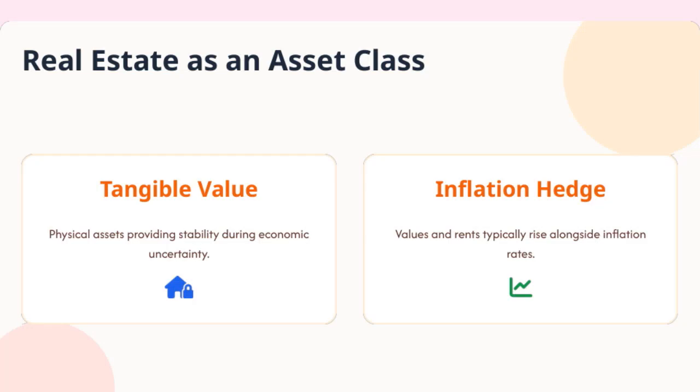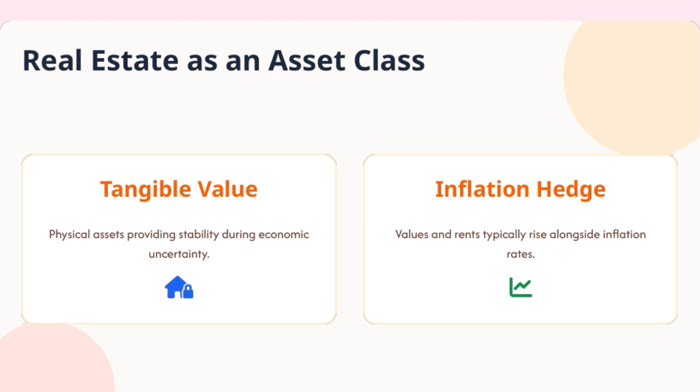Let's take a closer look at how values and rents tend to behave in relation to inflation. Typically, as inflation rates go up, so do the values of physical assets and the rents they generate. This makes them a useful hedge against inflation because their worth isn't eroded by rising prices. In fact, they often appreciate. When we talk about an inflation hedge, we're referring to assets that maintain or increase their value during economic uncertainty. Physical assets like real estate are prime examples because they provide a sense of stability when the economy is volatile.